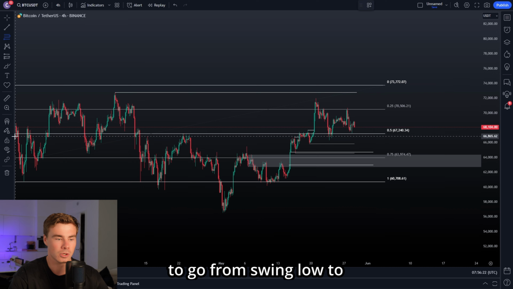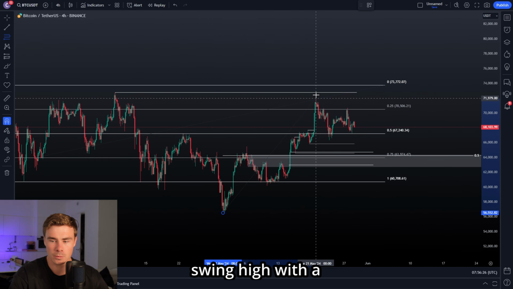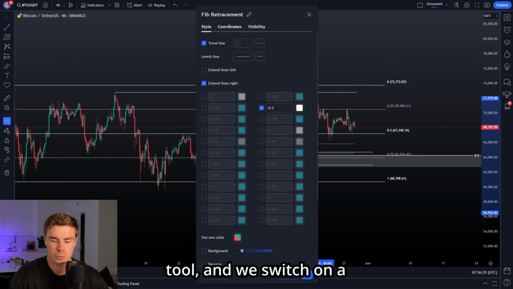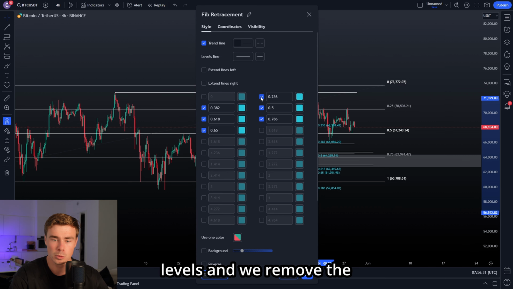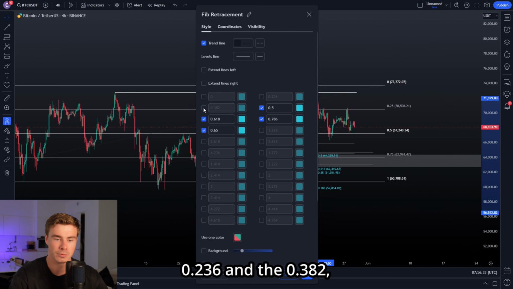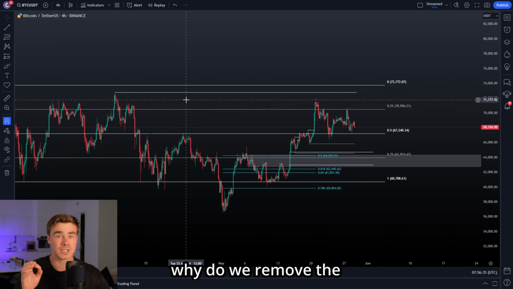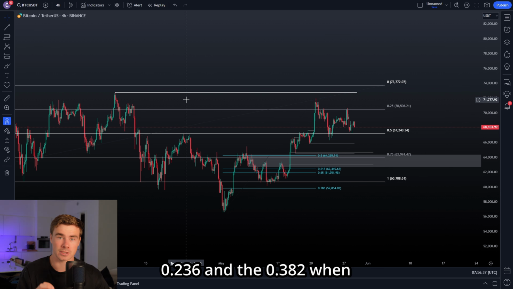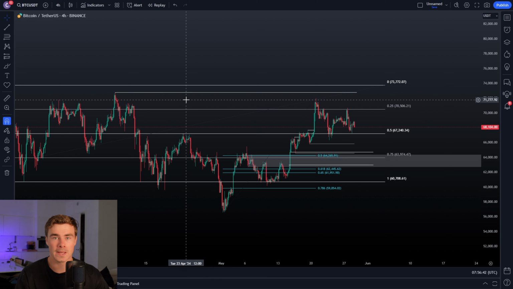Why? Because if we are going to go from swing low to swing high with a Fibonacci retracement tool, and we switch on our Fibonacci retracement levels and we remove the 0.236 and the 0.382. Why do we remove the 0.236 and the 0.382 when we want to measure the potential target for wave 2? It is because wave 2 usually retraces back towards at least the 0.5, but quite often also the golden pocket or the 0.786 Fibonacci level of retracement.